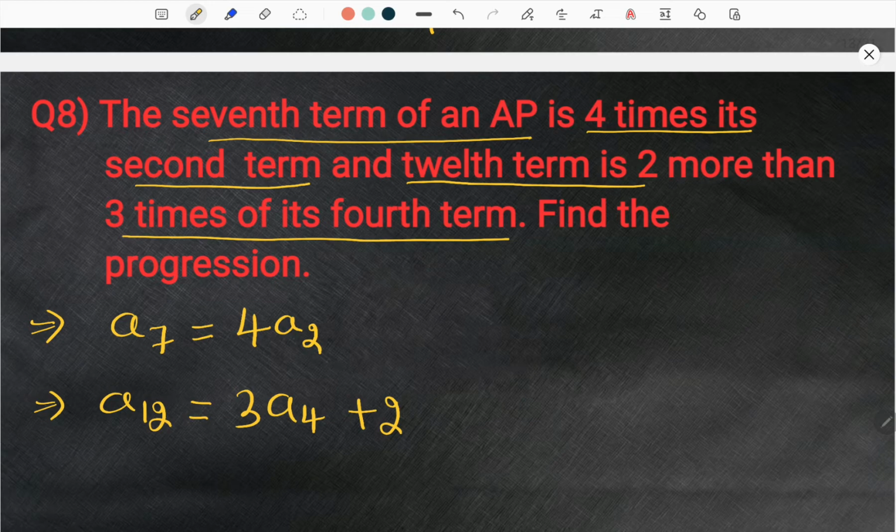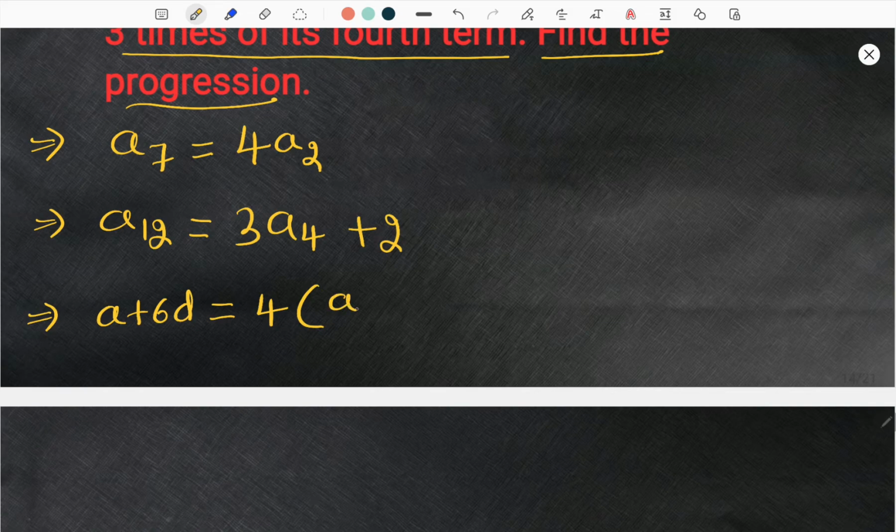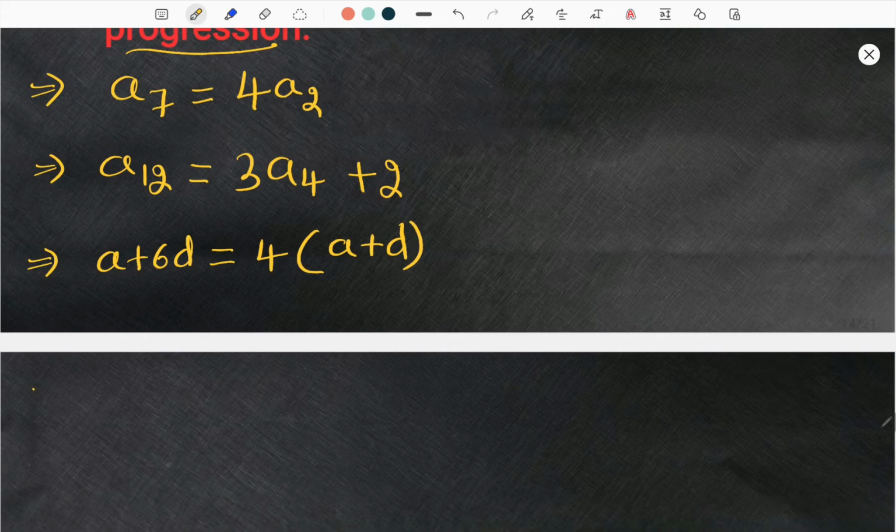If you write this much, then other things will become quite clear for you. Now they are asking us to find the progression. Quite a simple thing. Now I think you should be able to do it easily. So taking the first situation, a7 is a plus 6d, and that is equal to 4 times a2. a2 means a plus d, the second term. So this is going to be a plus 6d is equal to 4 into (a plus d), which is 4a plus 4d.